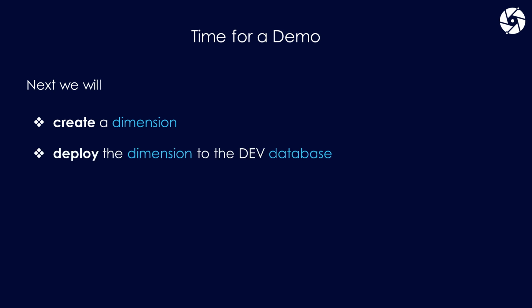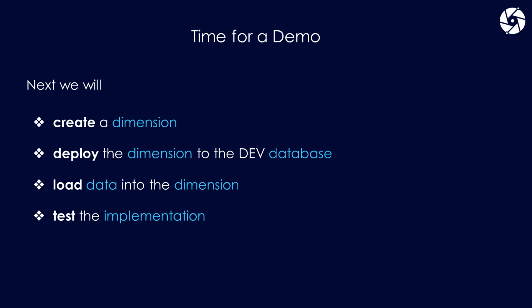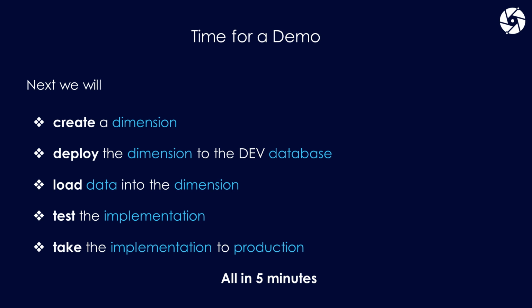Let's check how Agile Data Engine works. We will do that by creating a dimension and data load, deploying the implementation to development, loading data into the dimension and then testing the solution. If everything works, we will take the implementation to production. All of this in 5 minutes. Are you ready? Let's get started.